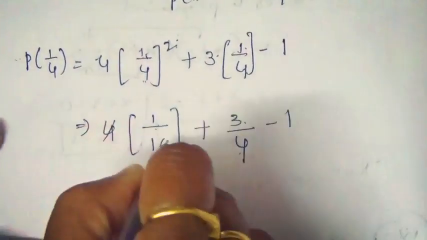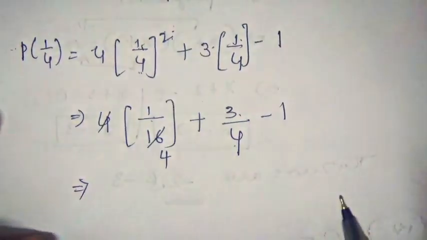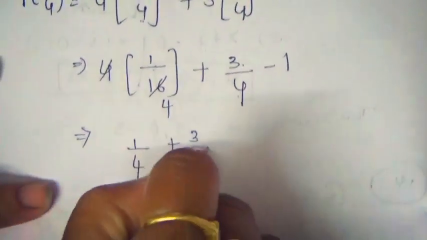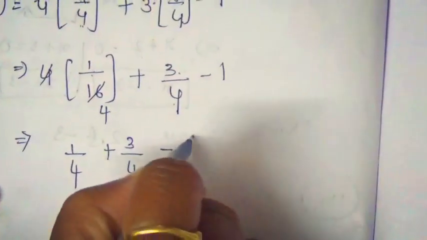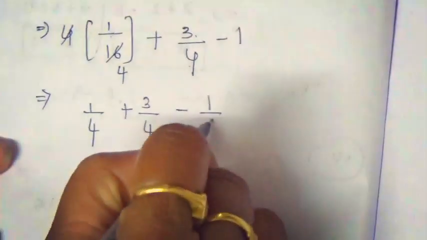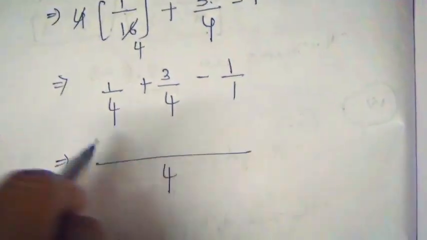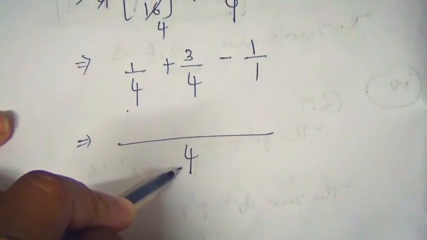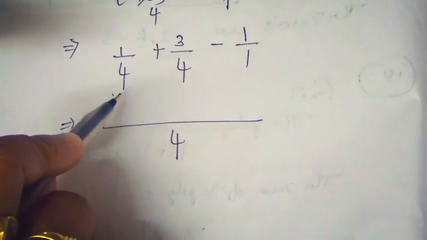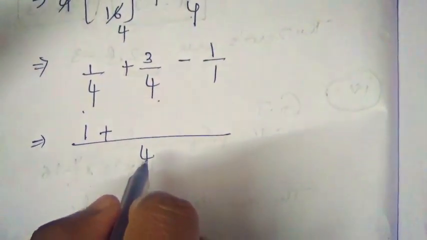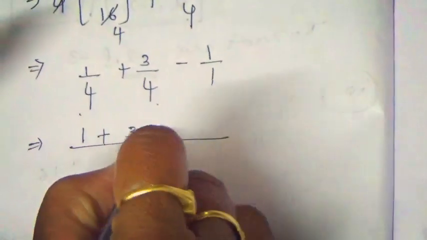That is equal to 4 has to be cancelled with 4, right? 1 by 4 plus 3 by 4 minus 1. Now just imagine the denominator of the 1 there is a 1, right? Take the LCM of these 3 terms, that is 4. In the 4 table, 1 is 1 time, so 1, plus 3 by 4, and minus 1 becomes 4 by 4, which is 4 times 1.